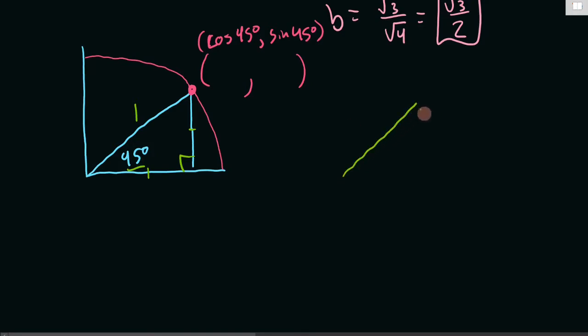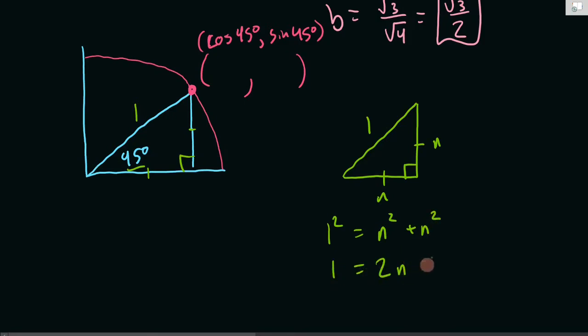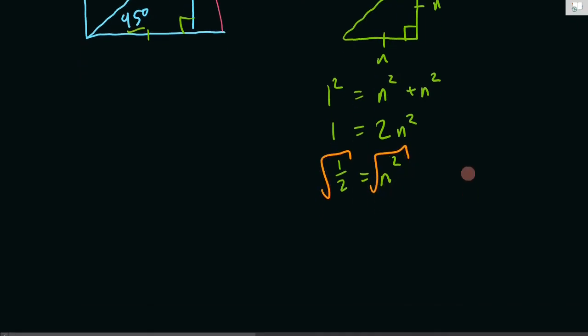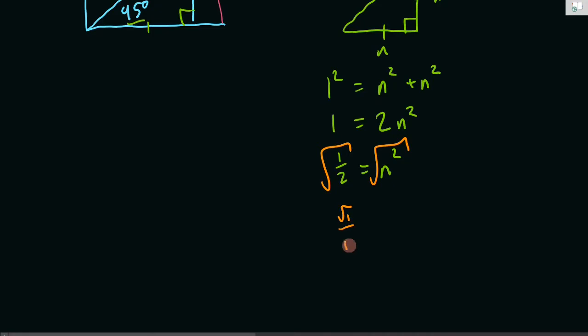So we have an isosceles triangle. Let's label both of these, I don't know, let's call them n, I guess. So what is the value of n? Well, 1 squared is n squared plus n squared. So 1 is 2n squared. So if I divide by 2, I get a half is n squared. And if I square root both sides, I get root 1 over root 2 equals n.